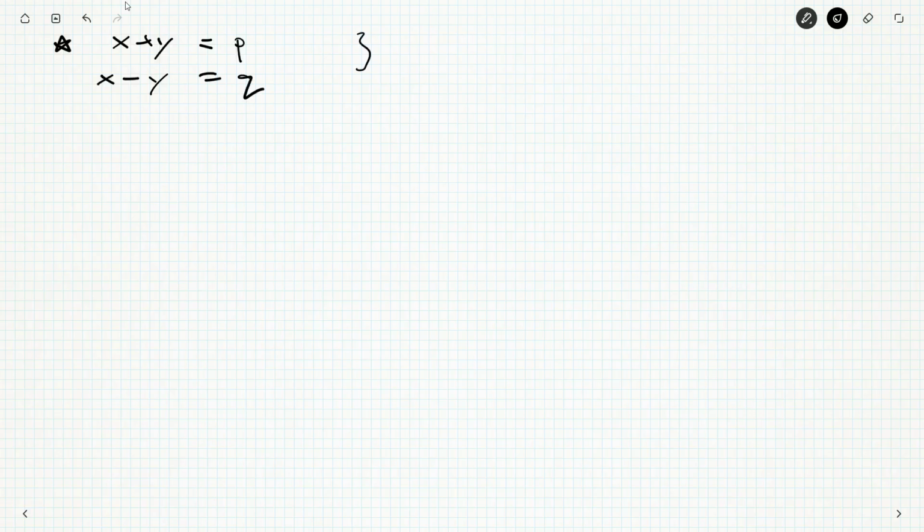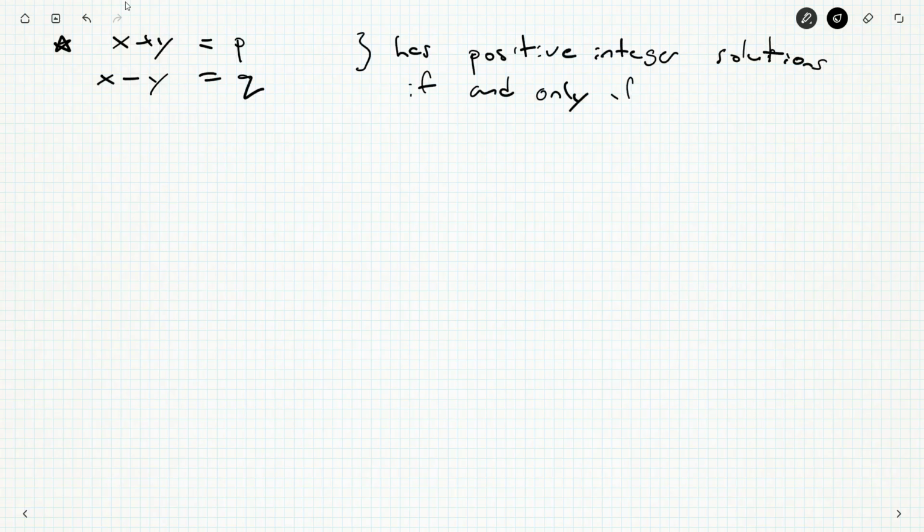And you could say this has positive integer solutions if and only if P and Q are both even or P and Q are both odd. Now, this is a nice, true statement, but if you're going to use it, you can't just say, well, part B fits the pattern, so it must work exactly as I say. No, you're going to have to prove it.